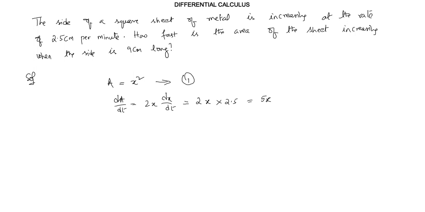Now when x is 9 centimeter, dA by dt, we get that as 5 multiplied by 9, which is 45. So this will be 45 square centimeter per minute, the rate of increase of the area when x is 9.